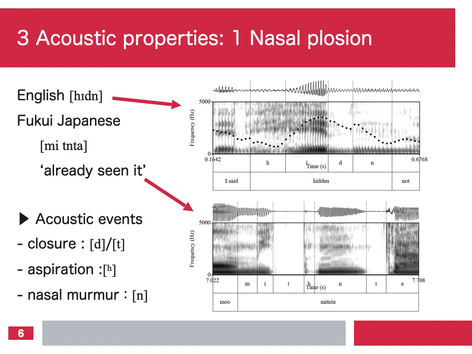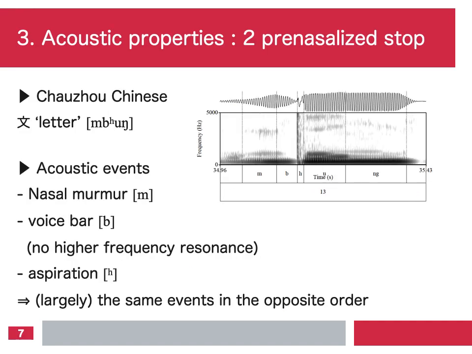Let's look at the acoustic property of nasal plosion first. This shows a case of hidden in English, and Nitta in Fukui Japanese. And in both cases, we see an interval of closure for D and T and nasal murmur. But for the prenasalized stop case, this is a case for the word meaning letter in Chaozhou Chinese. Nasal murmur is followed by the interval of voiced vowel alone. So we see largely the same events in the opposite order.